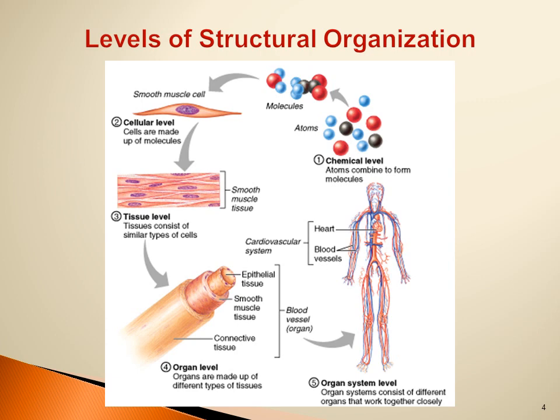And we know that we have 4 basic types of tissues. These are the epithelial tissue, connective tissue, muscular tissue, and neuronal tissue. Then two or more different tissues will work together to perform a certain function, and this gives me the organ level. Then the different organs that perform functions that are related to each other will combine to form the organ system level.